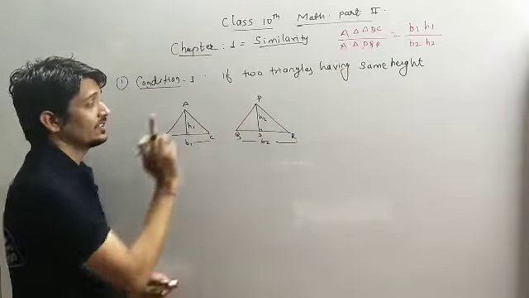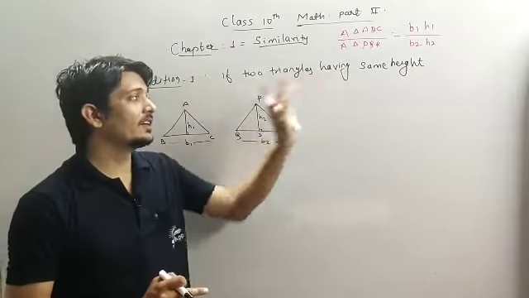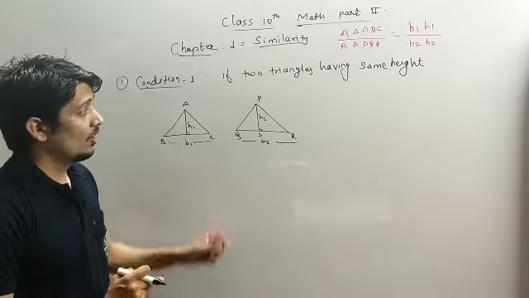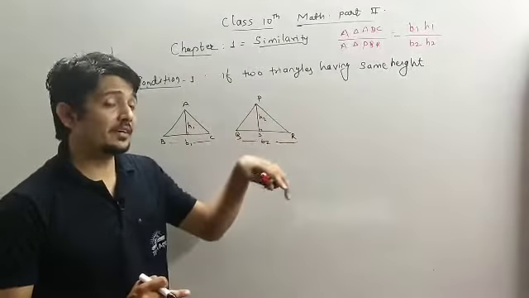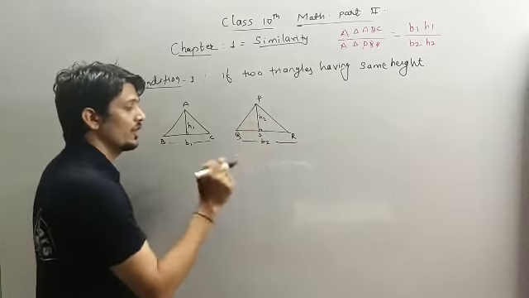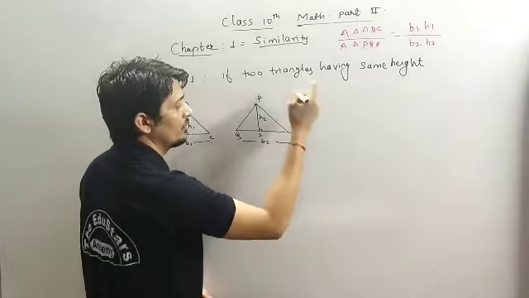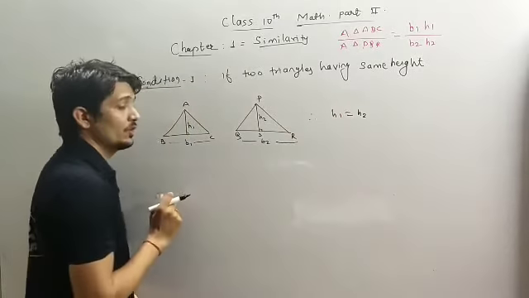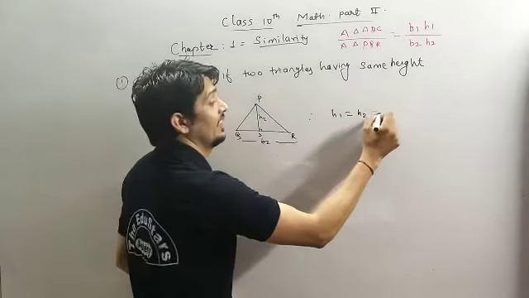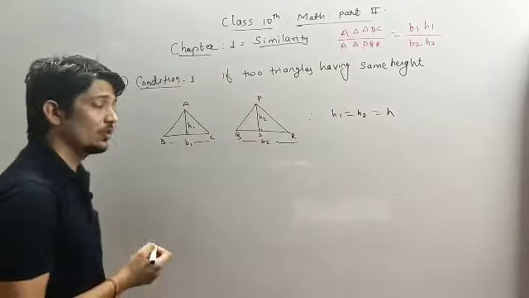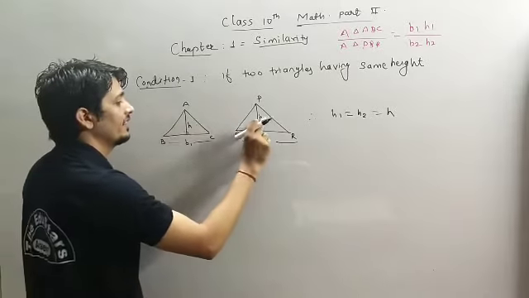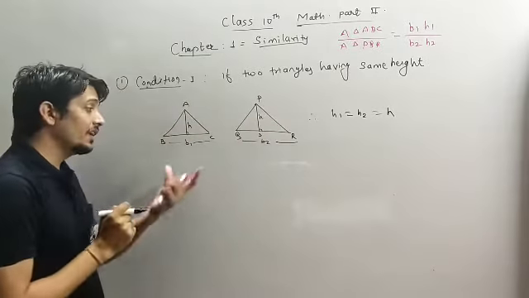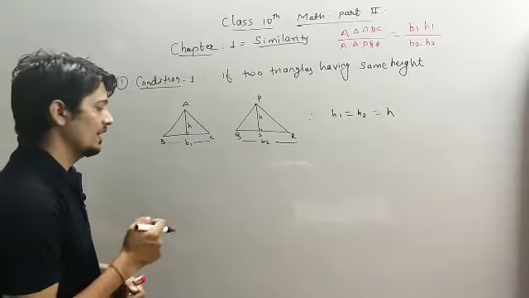Okay, the condition says if the two triangles have the same height, that means H1 equals H2. According to the condition, H1 equals H2. अब H1 equals to H2 है, तो हम इसको क्या लिख सकते हैं? H. So only H we can write here. Okay. So अब इनका रेशो क्या हो जाएगा?